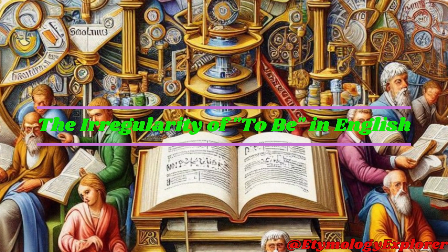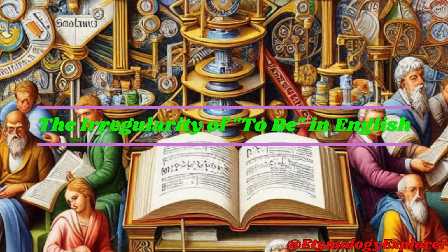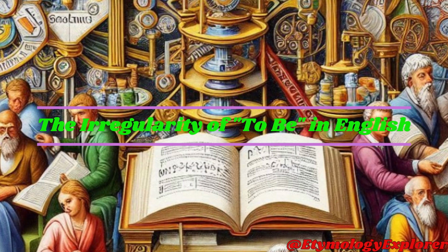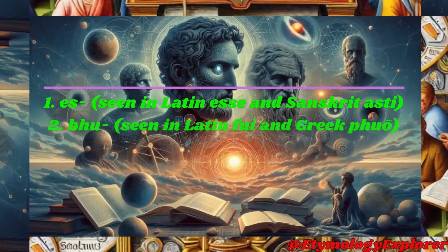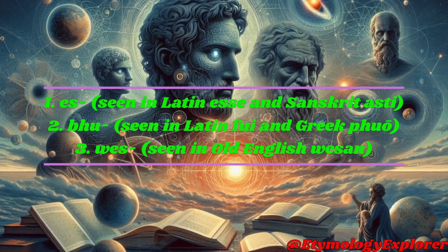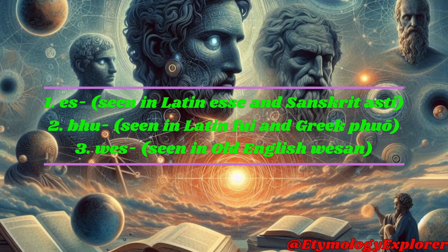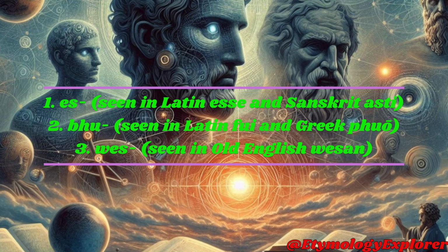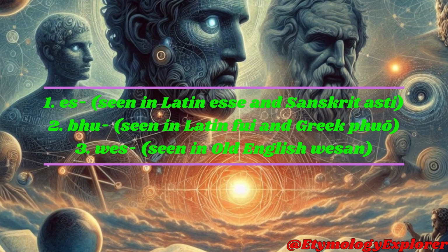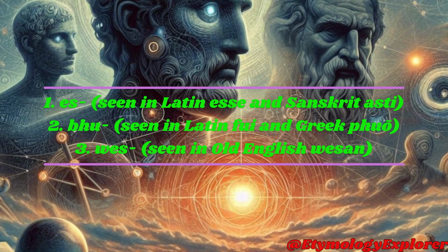The verb to be in English is derived from multiple roots in Proto-Indo-European, the ancestral language of many modern languages. These roots include es, seen in Latin esse and Sanskrit asti, bhu, seen in Latin fui and Greek phuo, and wes, seen in Old English wesan. Over time, these roots merged in English, creating the suppletive forms we use today: am, is, are, was, were.